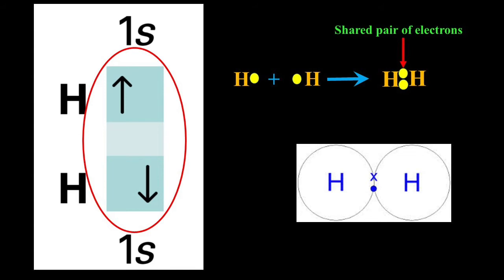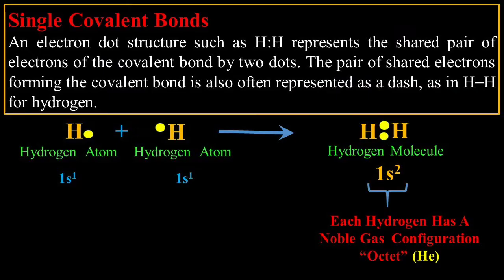Hydrogen, oxygen, nitrogen, fluorine, chlorine, bromine, iodine, they all form this diatomic structure where they're sharing that one electron. Here's another shot at it. Each hydrogen has a noble gas configuration. An electron dot structure, such as H dot dot H, represents the shared pair of electrons of a covalent bond by two dots.